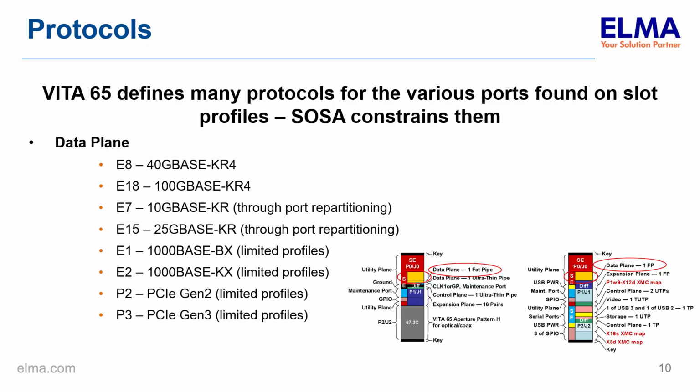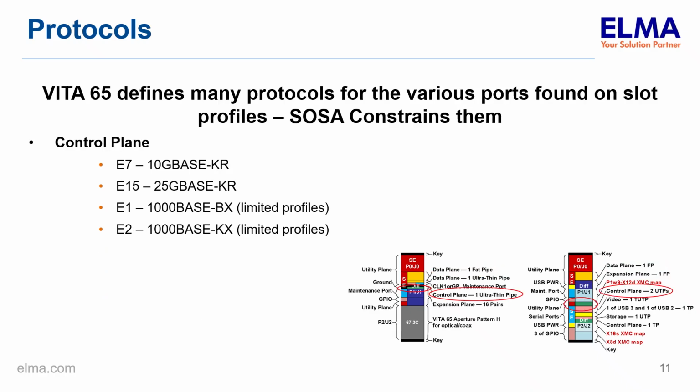The data plane is limited to 40G base KR4 and 100G base KR4, 10G base KR and 25G base KR by partitioning the 4-lane data plane into single-lane ports, 1000 base BX and 1000 base KX for certain profiles, and PCI Express Gen 2 and 3, again only for certain profiles. Note that this list is heavily biased towards Ethernet solutions, which offers auto-negotiation, further easing integration of different components. Note also the alphanumeric codes listed for each protocol. These codes are used by the AMPS construct, which we will discuss later.